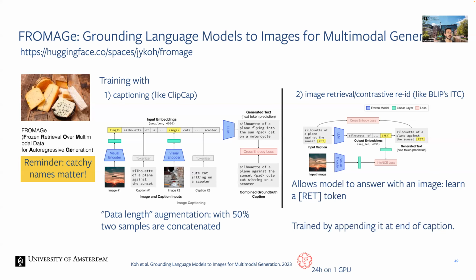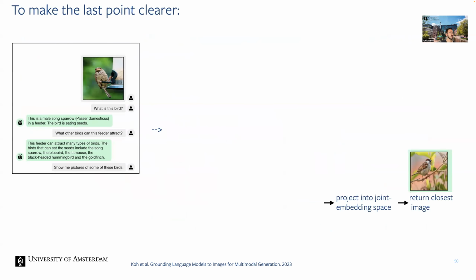All right, so to make this point clearer about how to retrieve images. We have this history, right? And the model is now supposed to be able to answer with an image. So we know the last part is that something gets projected into this joint embedding space, and then you simply do image retrieval. You pick the closest image in your data set. So how can we achieve that? We're asking this model basically to say, show me some pictures of these birds. How do we get the answer?